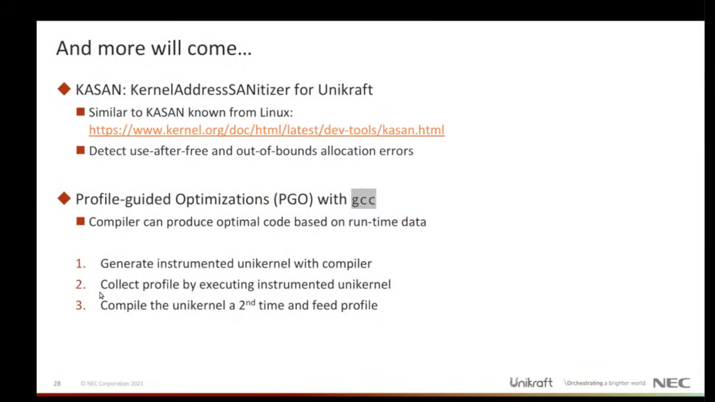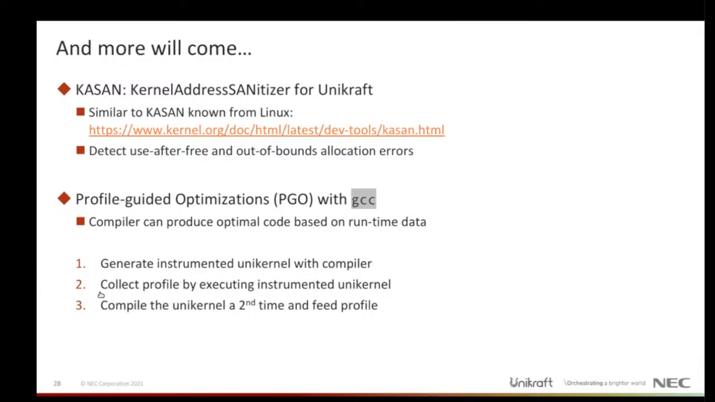But that's not all. We have even more projects running, like KASAN, which is similar to Linux, a kernel address sanitizer for Unikraft, so that we also get the functionality to detect use after free or out of bounds errors that can happen with allocations.